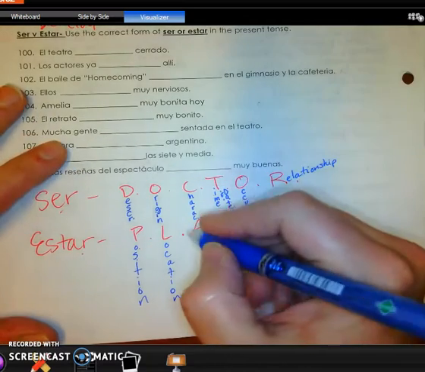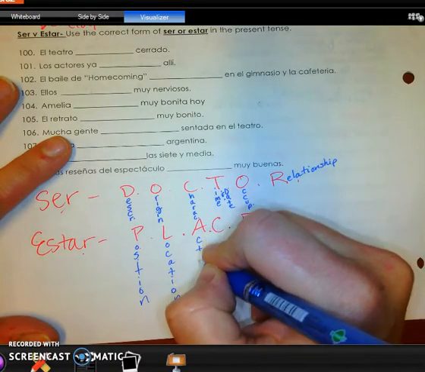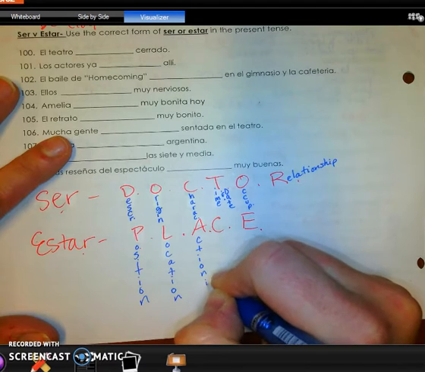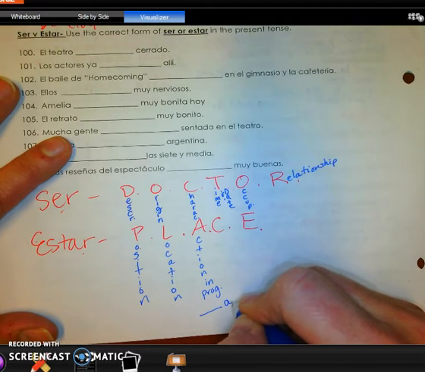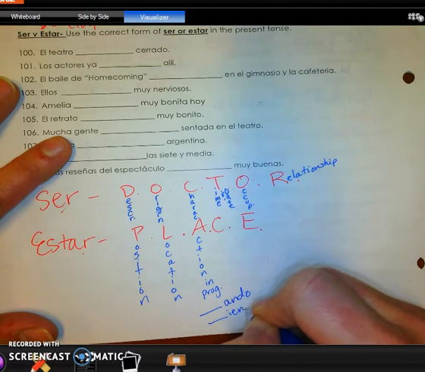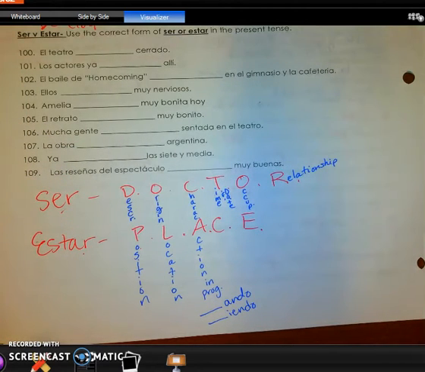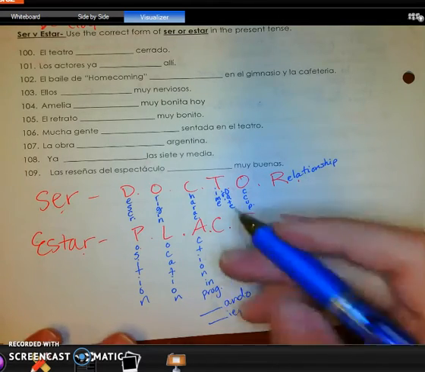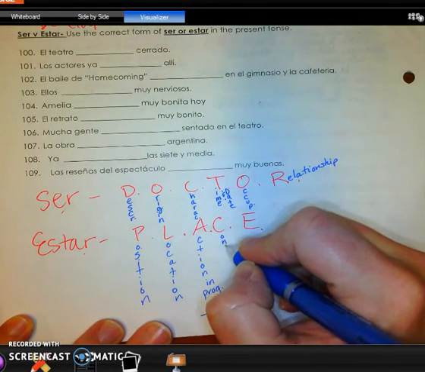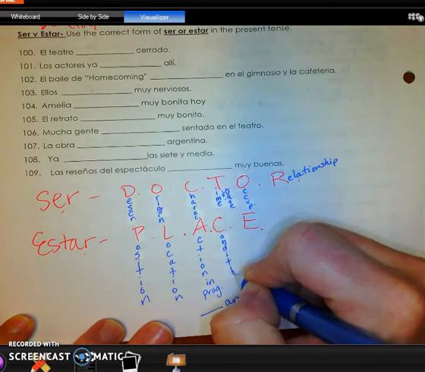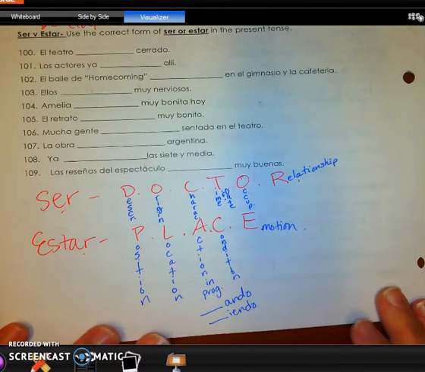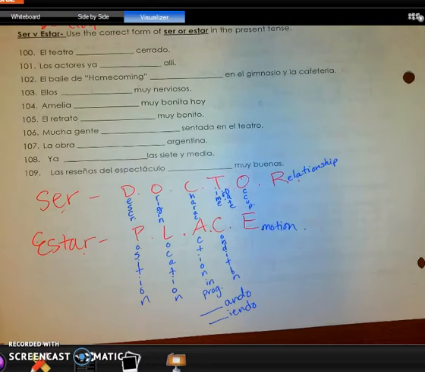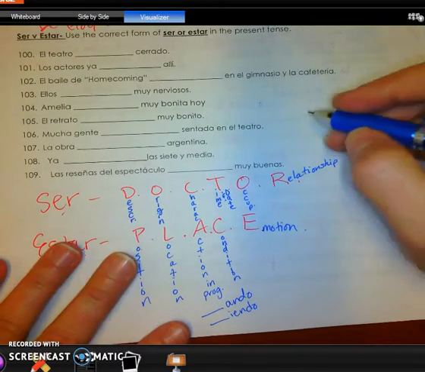Where is something located? A is for action in progress. That's going to be the blank ando or blank yendo. Estoy escribiendo. Ustedes están escuchando. Whenever you're using the ando and yendo, you're saying the ing. It's always going to be estar. C is for condition. And E is for emotion. Okay? Keep that in mind. There's 2 new ones. Super easy. 1 of each will be on the test.